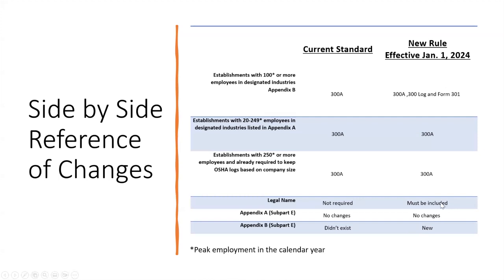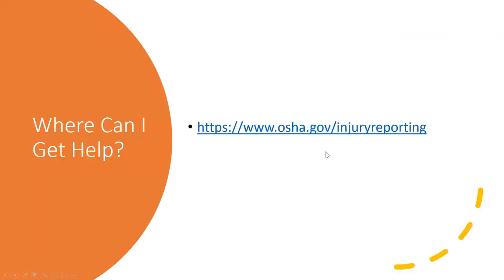There are no changes to Appendix A, and Appendix B is new, and that's just that new list that we looked at on the previous slide for the employers that have to submit the 301 and the 300 data in addition to the 300A. Now keep in mind, these headcounts are for all peak employment. So if you're an establishment and you get a back to college rush, or a summer rush, and your peak employment exceeds those numbers, it's whatever your highest headcount is for that calendar year to make these determinations.